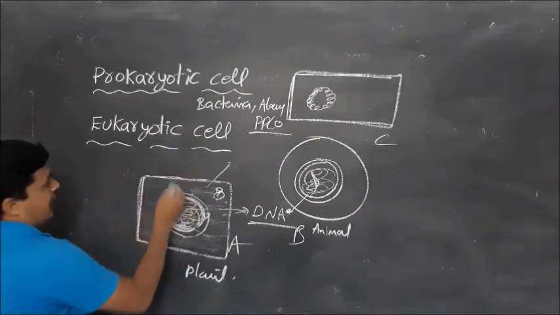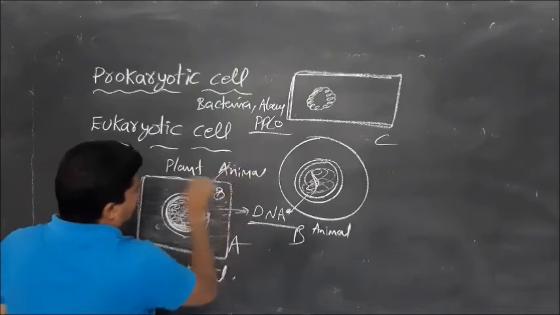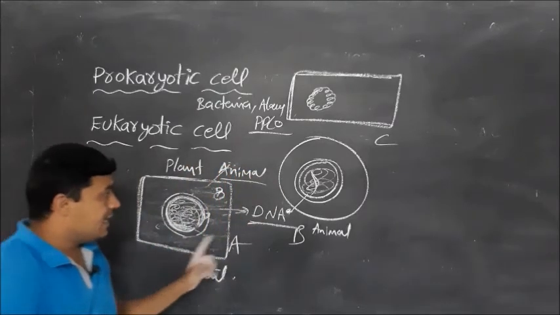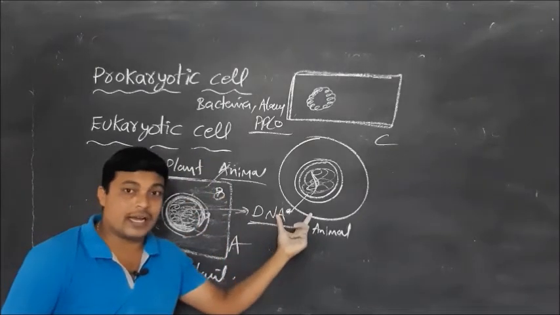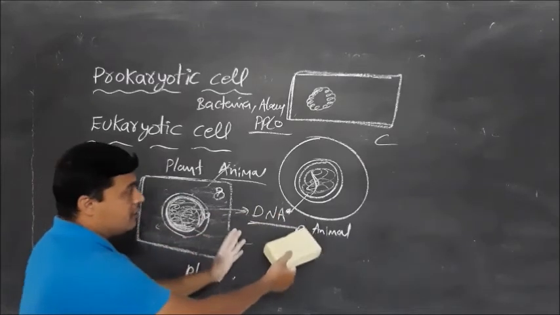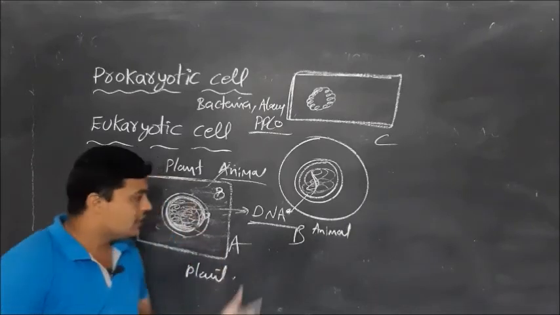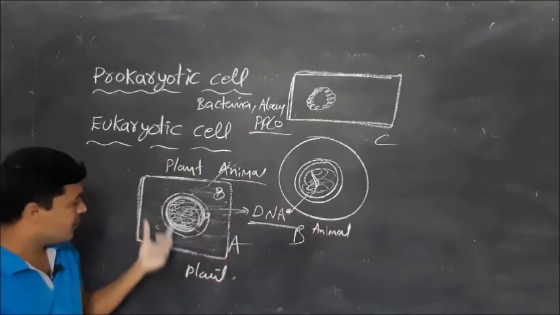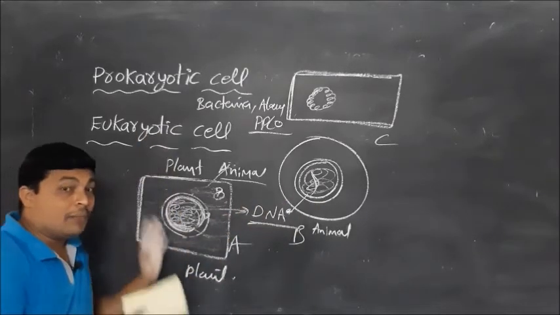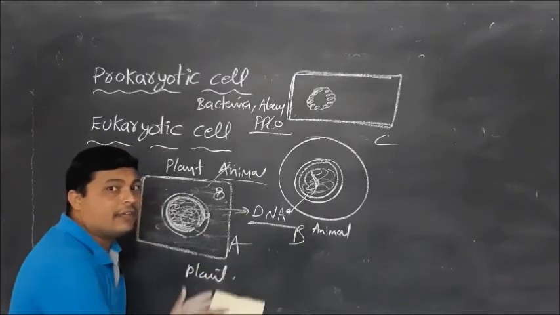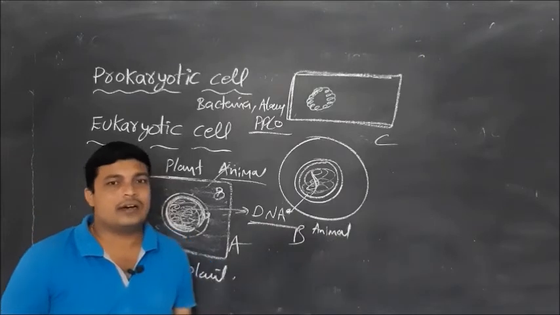And examples for the eukaryotic cell are the plant cell and animal cell. Both of them belong to the eukaryotic cell. But the plant cell and animal cell also have several differences. Once again I repeat: the animal cell belongs to the eukaryotic cell, and the plant cell belongs to the eukaryotic cell. What are the differences between the plant cell and animal cell? I will discuss that in the next topic.